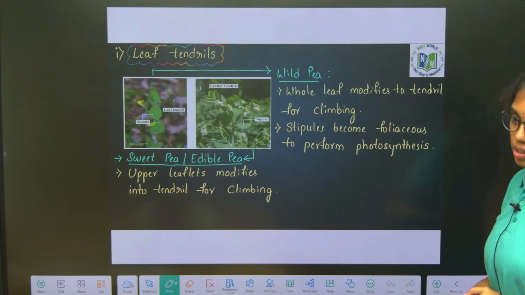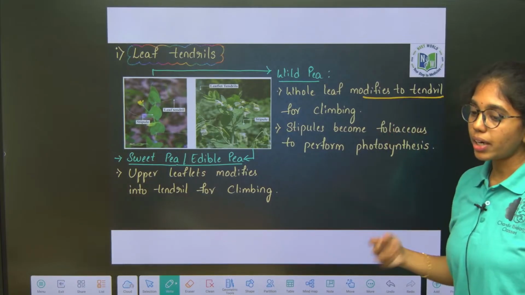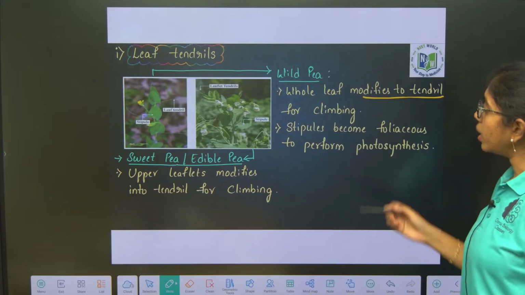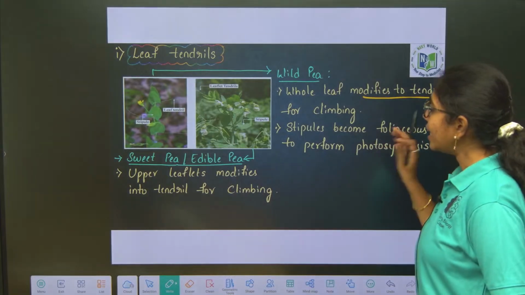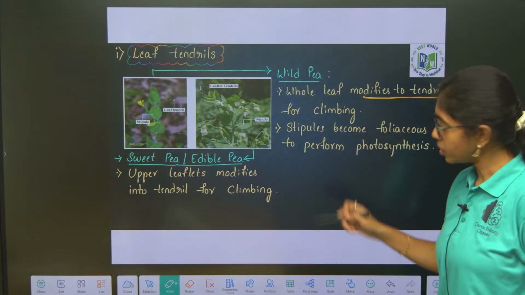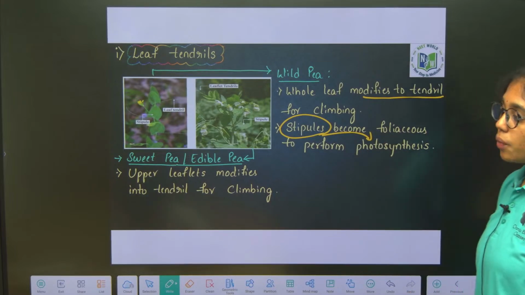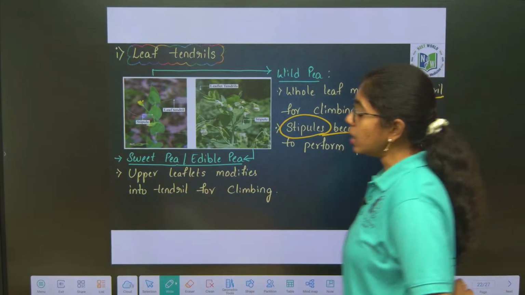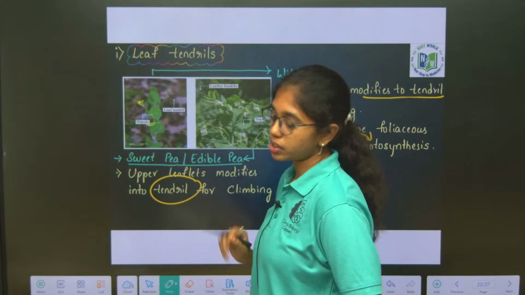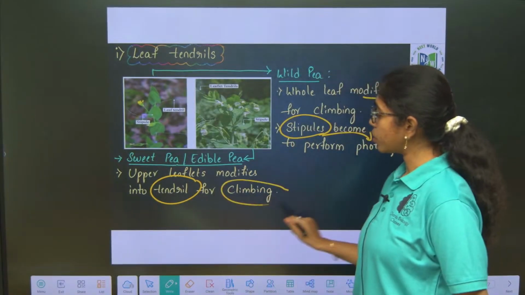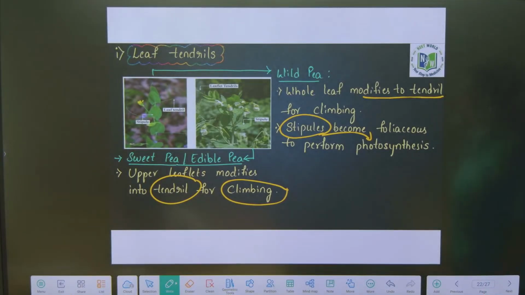First is leaf tendrils. In wild pea, the whole leaf will modify into a tendril for climbing. Here the whole leaf is modifying to a tendril in wild pea. And here stipules will become foliaceous and are performing photosynthesis. Whereas in sweet pea or edible pea, only the upper leaflets are modifying into tendrils for the purpose of climbing. Okay. Clear?